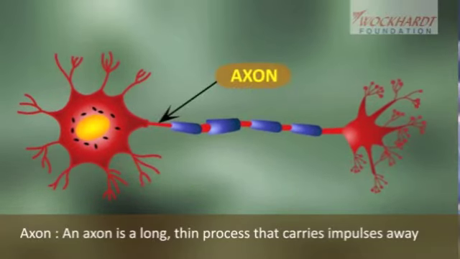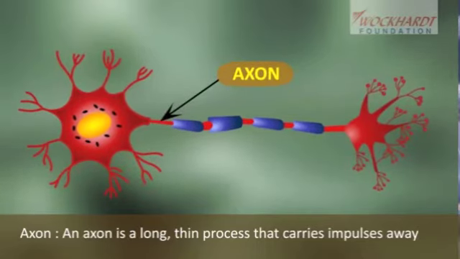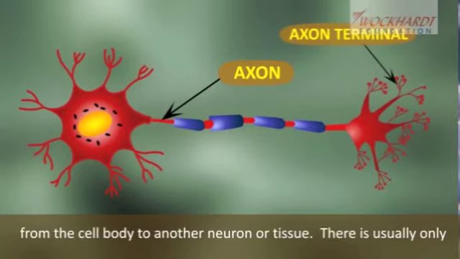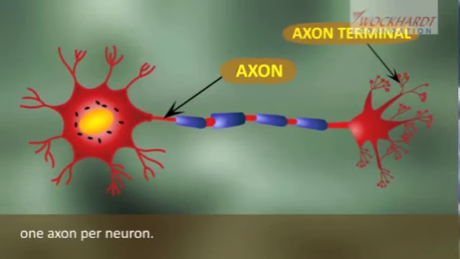Axon. An axon is a long, thin process that carries impulses away from the cell body to other neurons or tissue. There is usually only one axon per neuron.